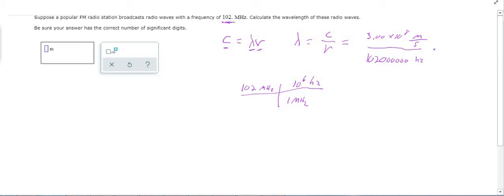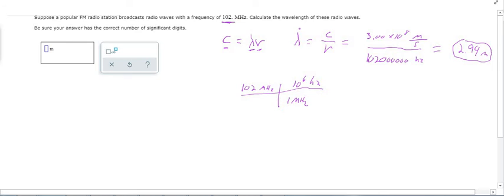And so if we do that math, then we are going to end up with 2.94 meters. I always marvel at how long radio waves actually are for some reason. Okay, so that is the right number of sig figs. We deal with 3, and that's how you deal with these problems.